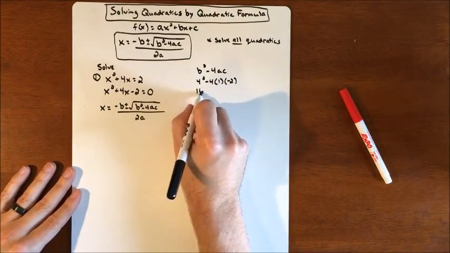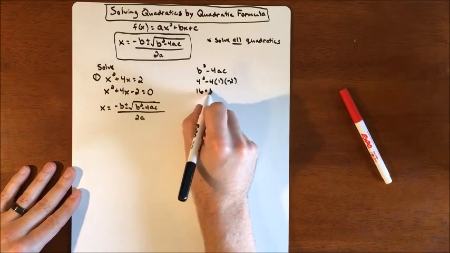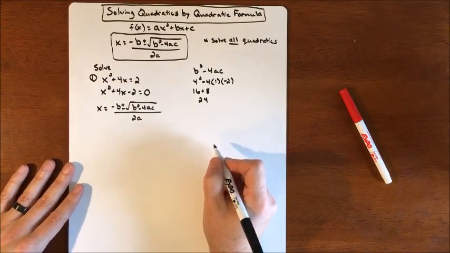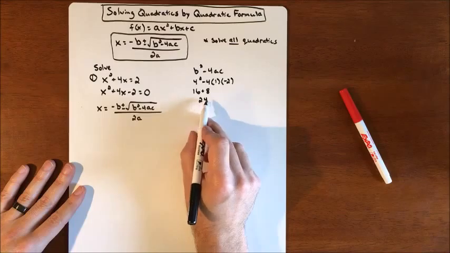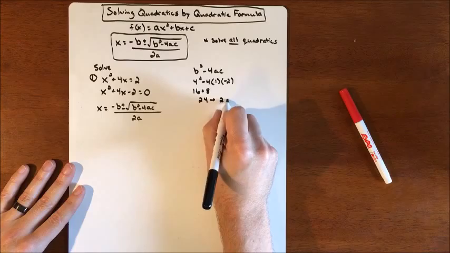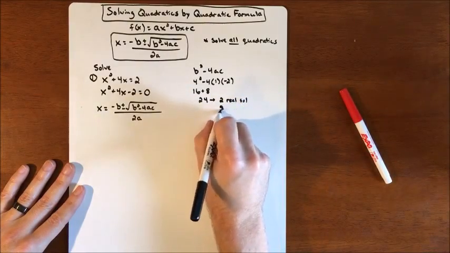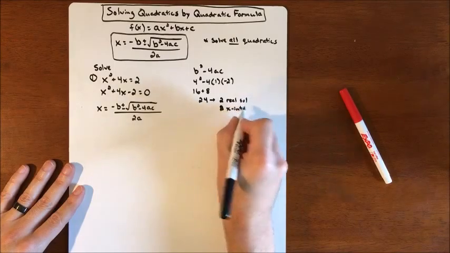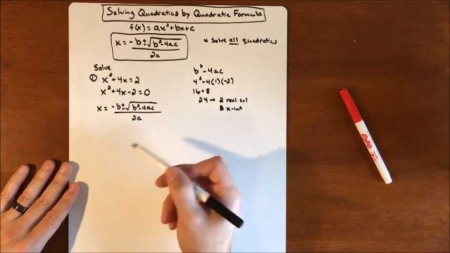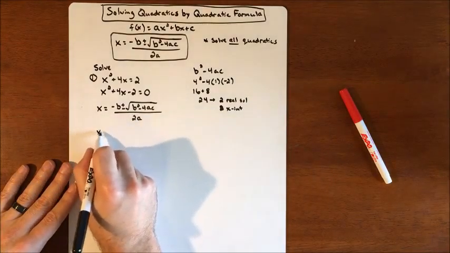And so this will be 16. We have a negative and a negative, so that'll be a positive. 4 times 2 is 8. So that turns out to be 24. And if you watched the video about the discriminant, it tells us a little bit about the visual and a little bit about what our answers are going to be. We're going to get 2 real solutions here, and we're also going to get 2 x-intercepts. So when we check it, we should correlate to our solutions of having 2 x-intercepts because we have 2 real solutions.